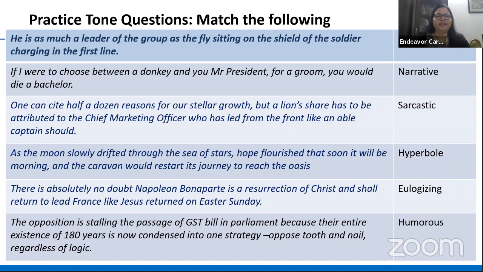Okay, you will have read the sentences, and I'm sure you're confused with a few things. So let's eliminate the easy ones. You know that the fourth one here is narrative, correct? Story form, clearly. No doubt about that. As the moon slowly drifted through the sea of stars, hope flourished that soon it will be morning and the caravan would restart its journey. That is narrative.